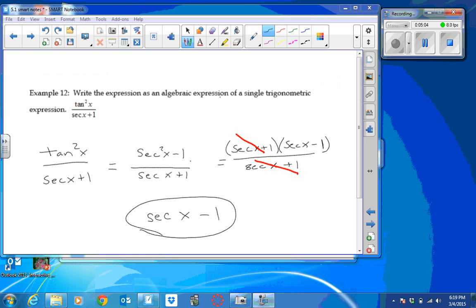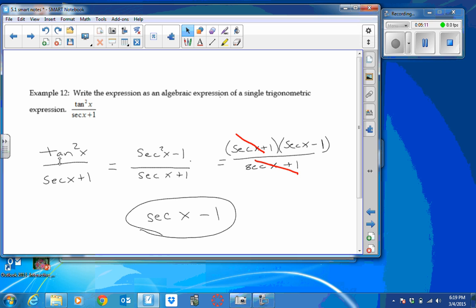Okay, example 12. We're starting off with tangent squared x over secant x plus 1. And I'm recognizing tangent squared can be written using the Pythagorean identity as secant squared x minus 1, which can then be factored using the difference of two squares into secant x plus 1 and secant x minus 1, allowing me to cancel the secant x plus 1 in the numerator and denominator, leaving a single function of secant x minus 1. And I could also write that as 1 over cosine x minus 1.